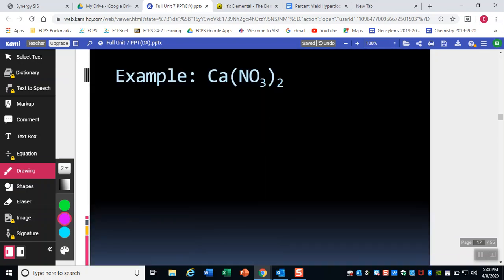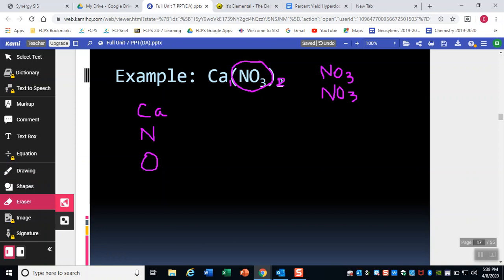Now I've got calcium nitrate here. If I want to find the molar mass, I'm going to look at each element, and I've got to see how many atoms of each of those elements. So I have calcium, nitrogen, and oxygen. Calcium, I only have 1 calcium. This 2 here is saying I have 2 nitrates. That's what that means.